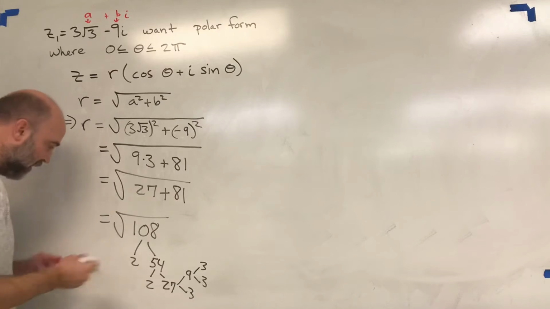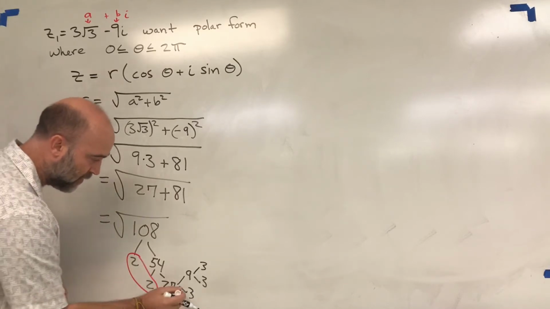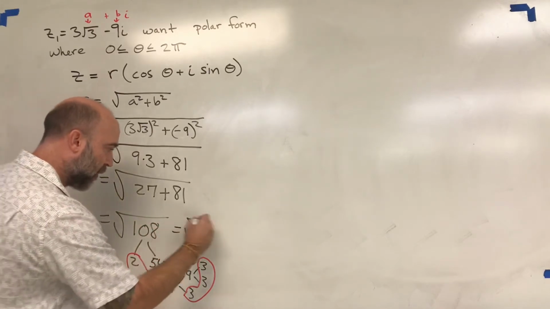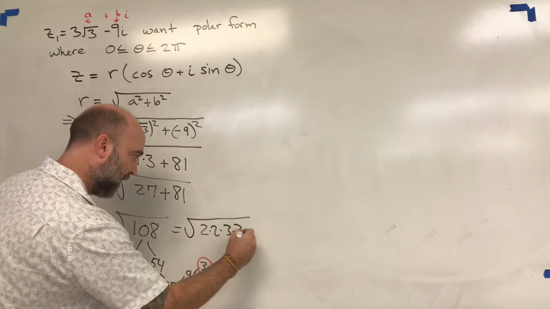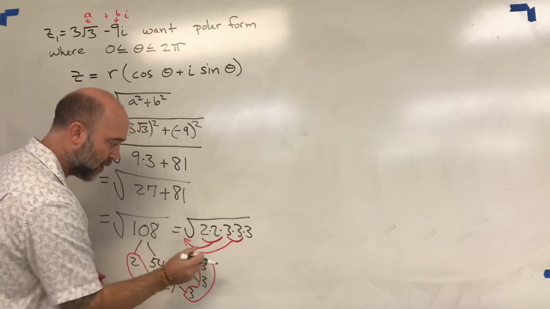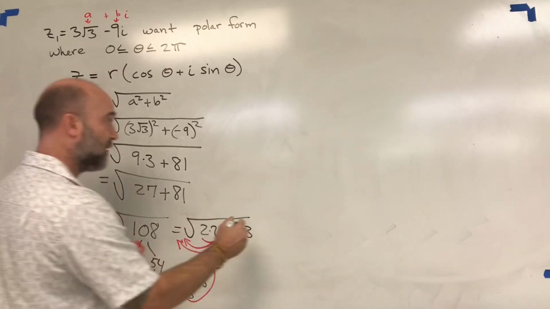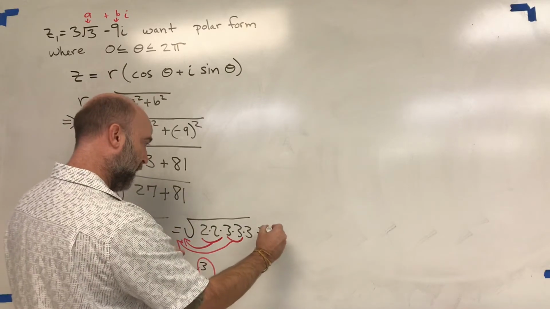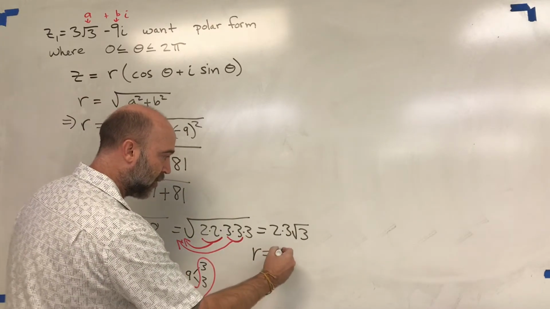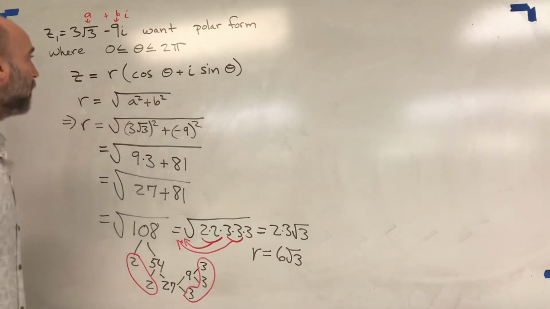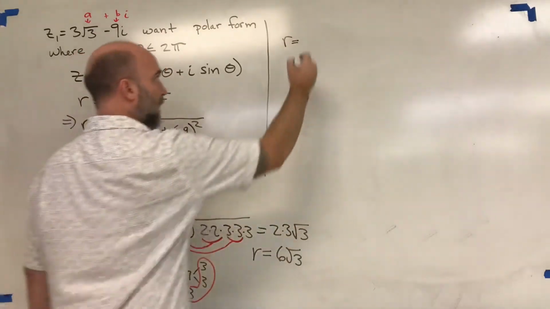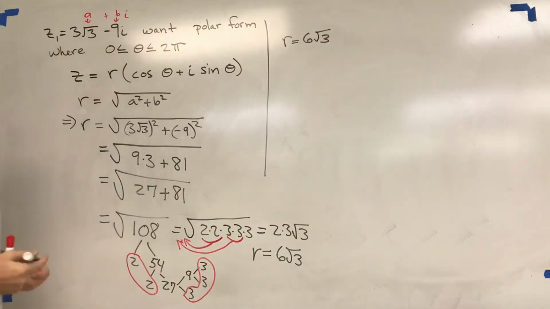I'll circle what we're focused on. From the prime factorization, this turns into the square root of 2 times 2 times 3 times 3 times 3. I like to pull out pairs. A pair of 2s, a pair of 3s, comes out as one number. So this is equal to 2 times 3, and there's still that last 3 in there. So R is equal to 6 radical 3. Okay, well we got one part of it. We got the R. R is equal to 6 radical 3. Now I need to find theta.